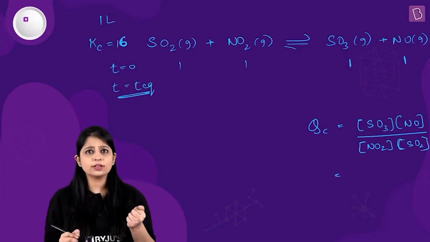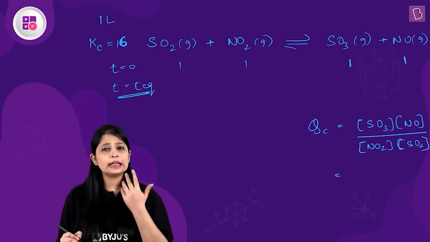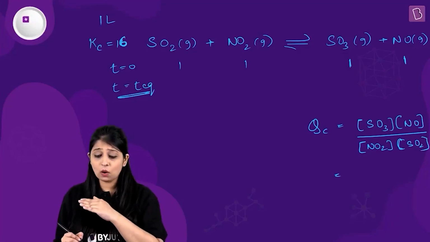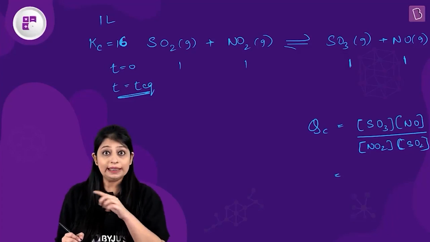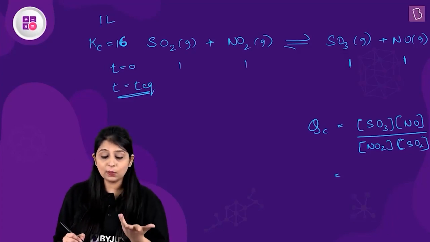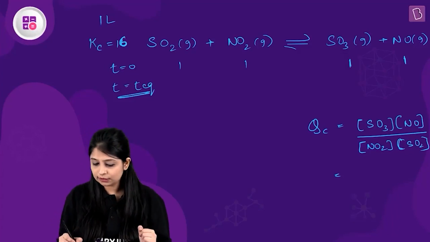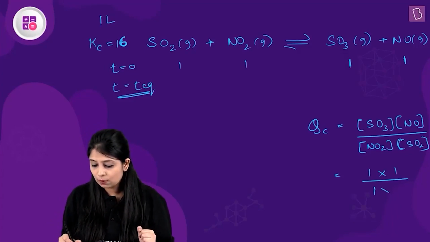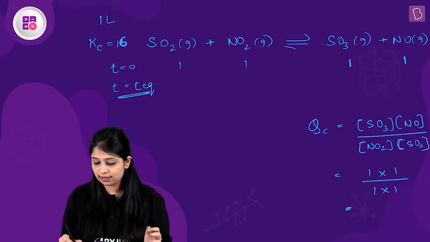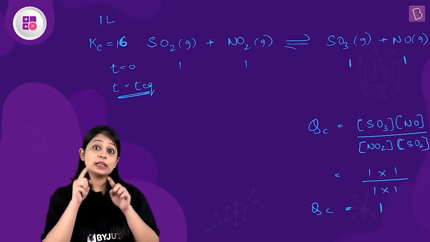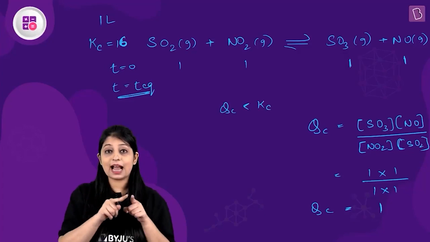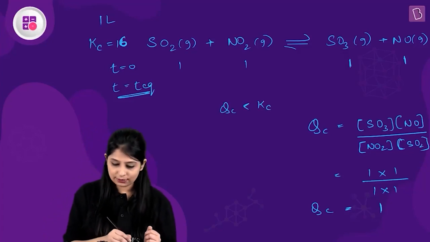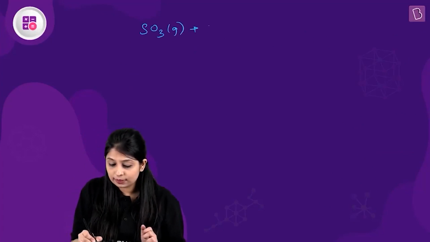Okay, so what is concentration? That is molarity in this case, right? Number of moles divided by volume. And we know that all these 4 gases have 1 mole only in the container. Each of them has 1 mole, and the volume of the container is 1 liter. So the concentration comes out to be 1 into 1 divided by 1 into 1. So Qc comes out to be 1. Now since Qc is less than Kc, that means the reaction will proceed in the forward direction. Okay, now since we have established that, let's proceed with the question here.